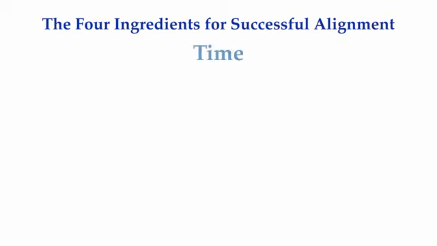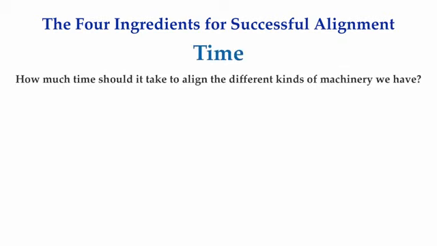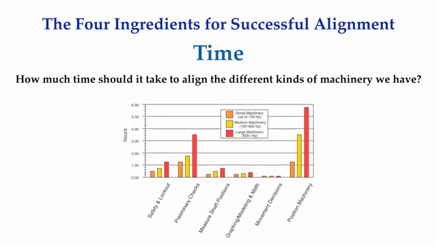Probably the number one complaint I hear from people in industry is that they are not given enough time to do the job right. Alignment shouldn't be a race against time. Successful machinery installation encompasses more than just measuring the positions of the shafts, moving machinery around, and bolting it down.